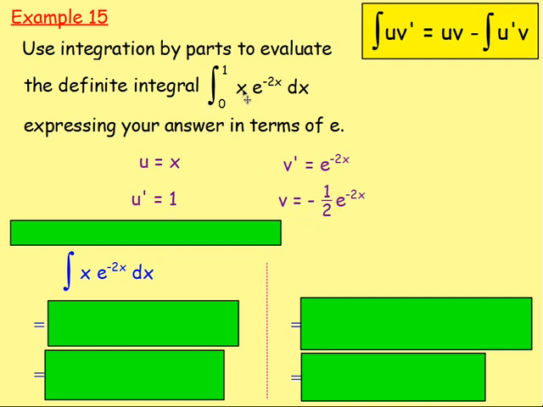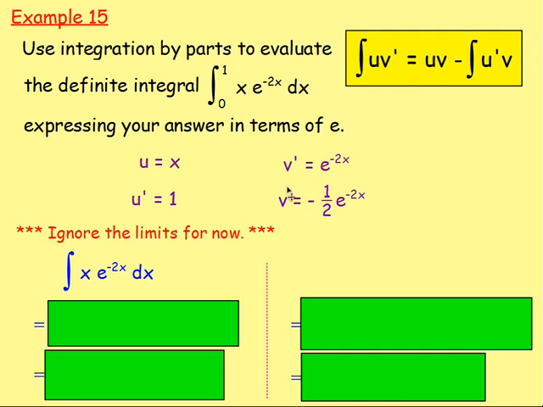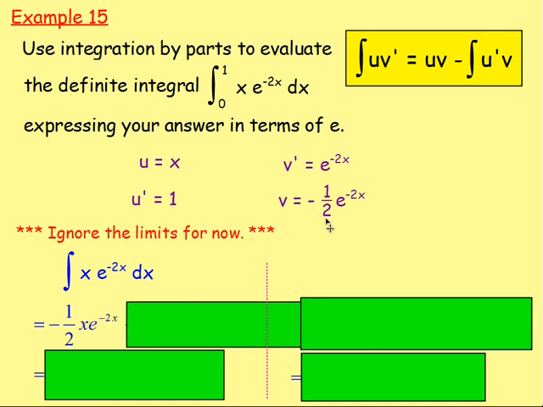After that, again, we've got limits here, but when we have limits, it's best to ignore the limits for now and just work out what the integral would be without the limits. So the integral of that, using integration by parts, using this formula, is u times v, so it's x times negative 1/2 e to the negative 2x. So you can write that down, just put in the negative 1/2, then the x, then the e to the minus 2x. I'm taking away the integral of u dash times v, and because I'm just multiplying v by 1, it would just stay as negative 1/2 e to the negative 2x dx.